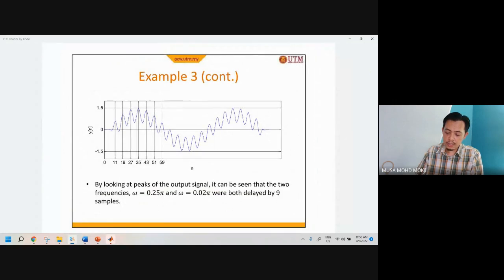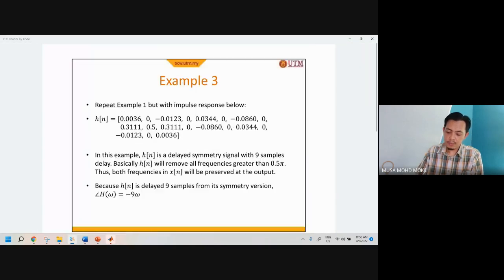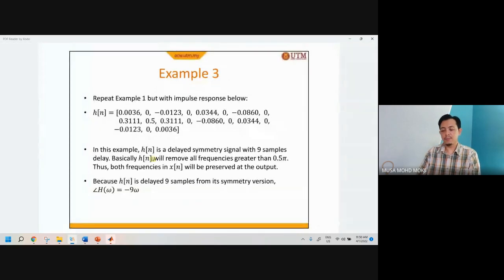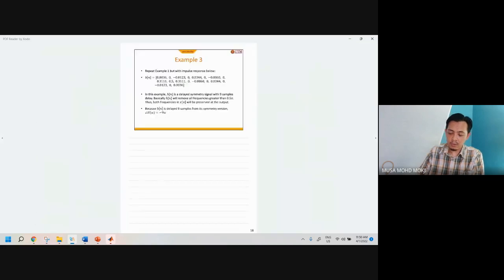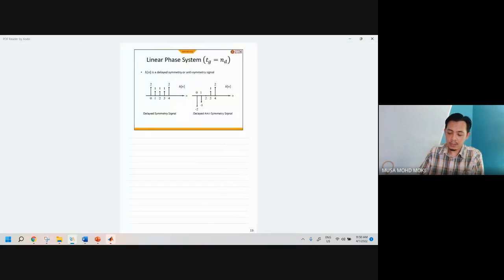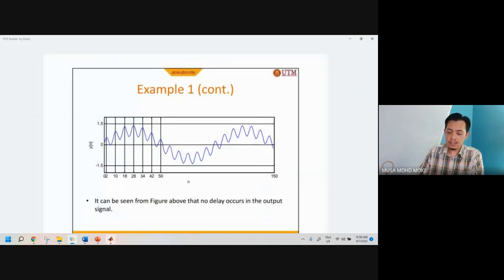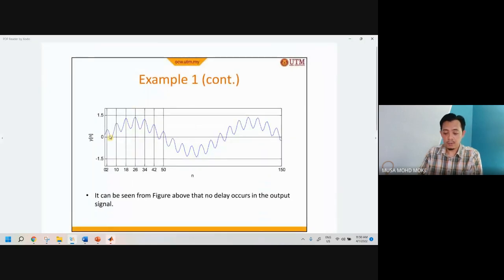Okay, so this is example 3. We are repeating example 1. Example 1 is this one, the one we have seen. In this example, we don't have any delay, so all the peaks are at the same position as the inputs. What's happening here is we are just reducing the amplitude a bit, but no delay at all.